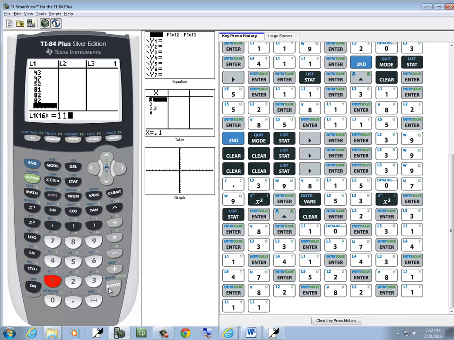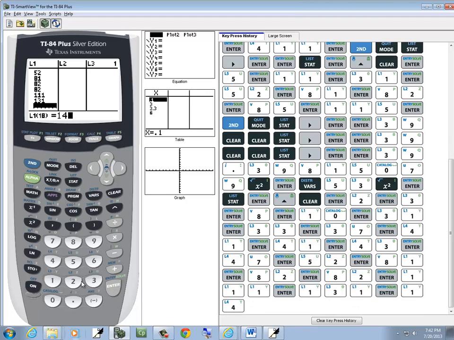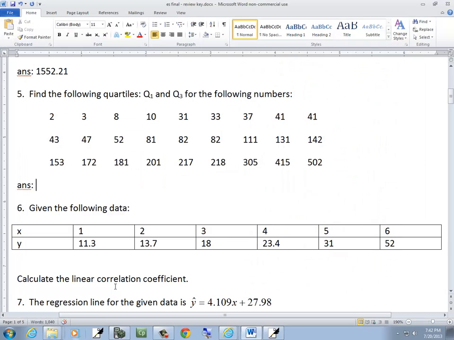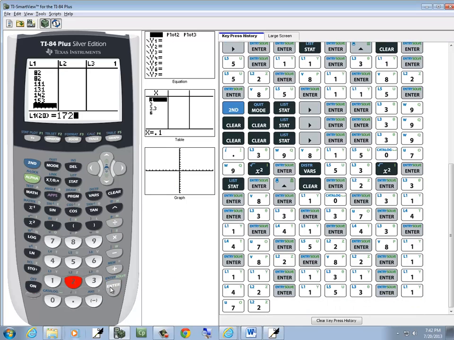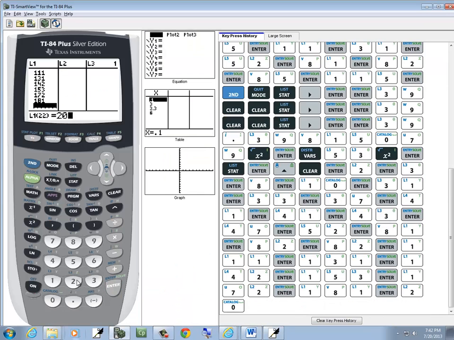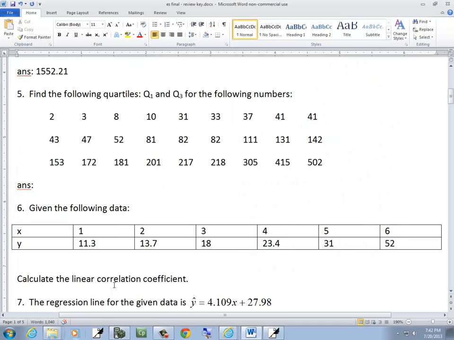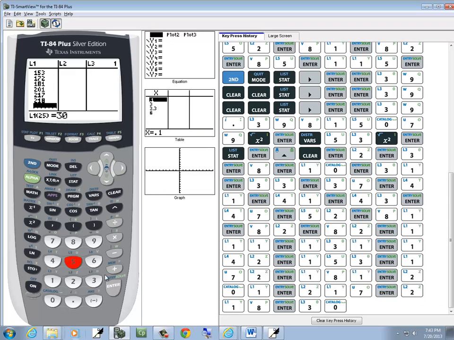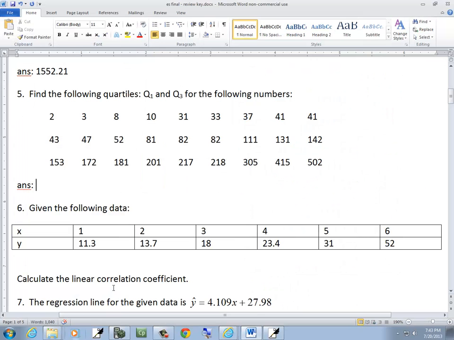111, 131, 142, 153, 172, 181. A lot of numbers here. 201, 217, 218, 305, 415, 502.